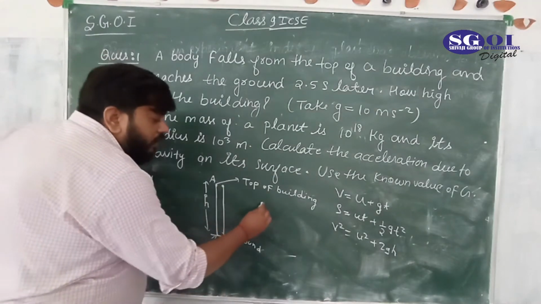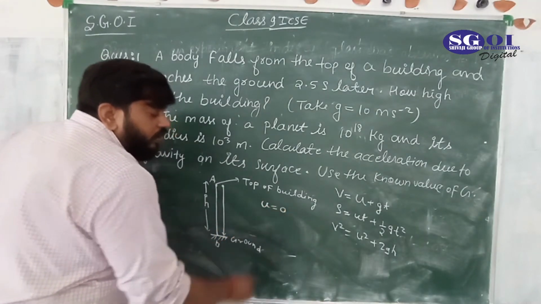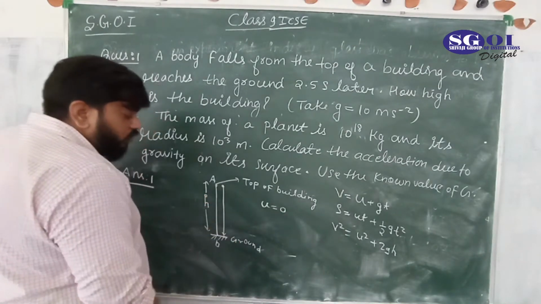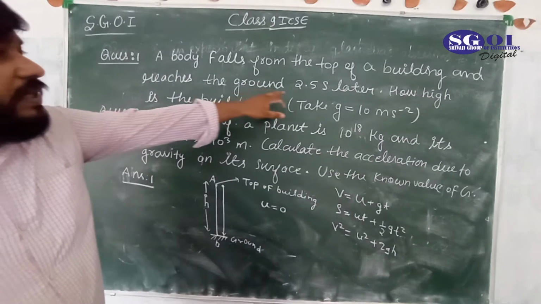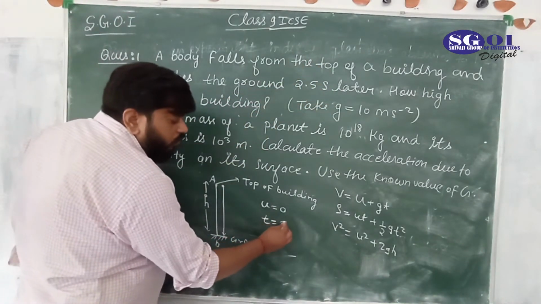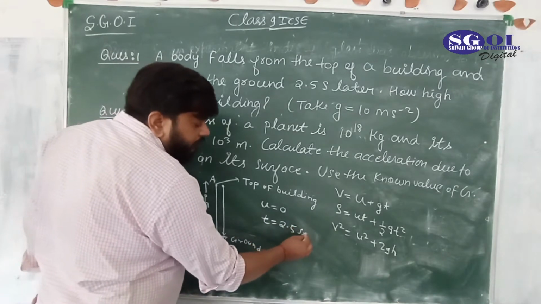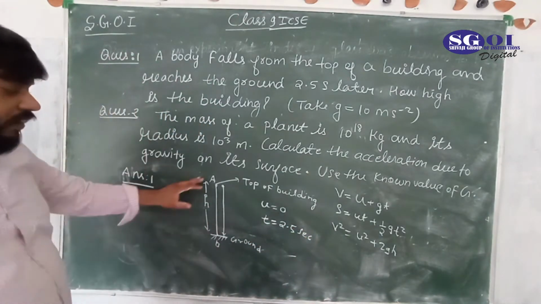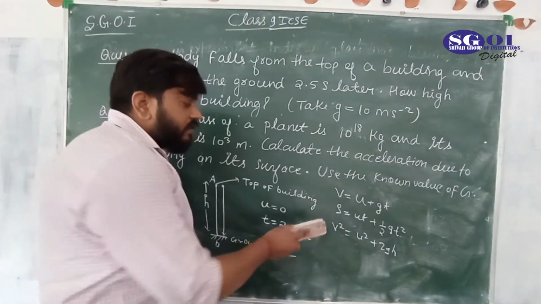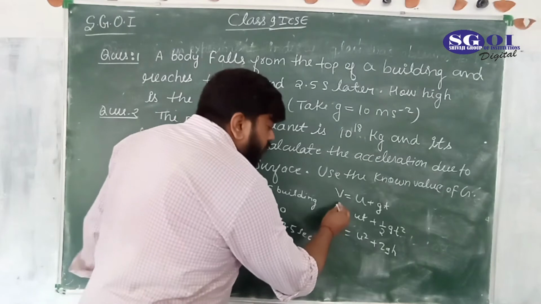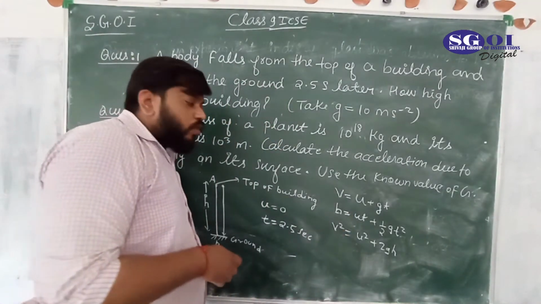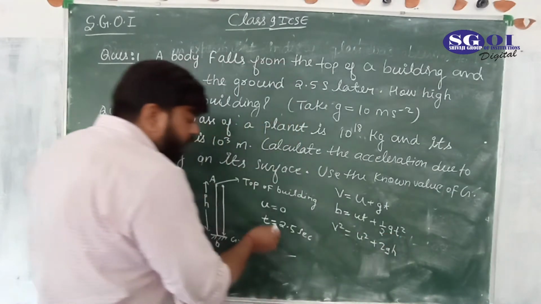Here the initial velocity u is 0. The velocity at this point is 0. What is the height? We don't know. We are given only the time, which is 2.5 seconds. So the time t equal to 2.5 seconds, and we have to find this height h. In place of s, distance in linear motion, we replace it by h, height. h equal to ut plus half gt square. So this equation would be useful for this problem.